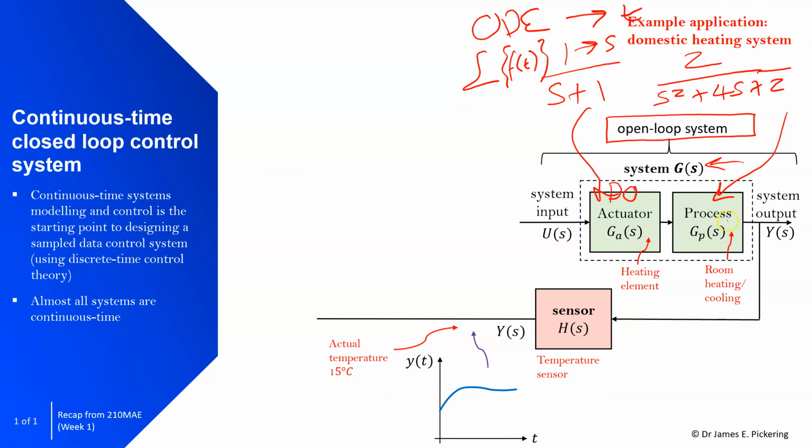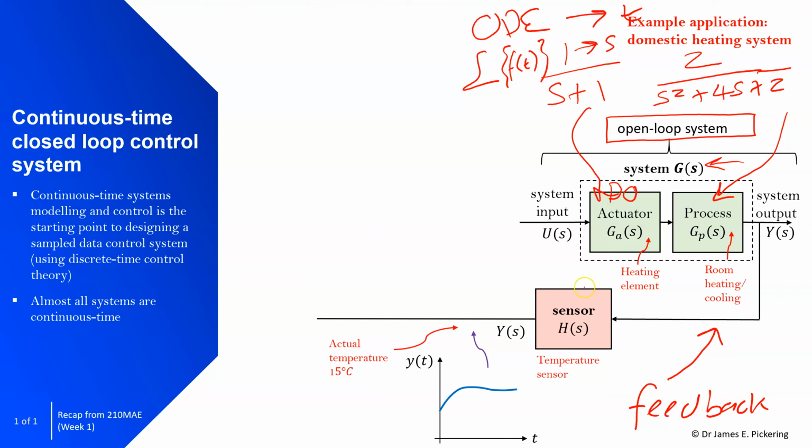But in control, what we want to actually do is regulate the temperature. We want to control the temperature to some form of desired value in this particular application. So what we introduce is the idea of feedback. Okay, so feedback is very important.